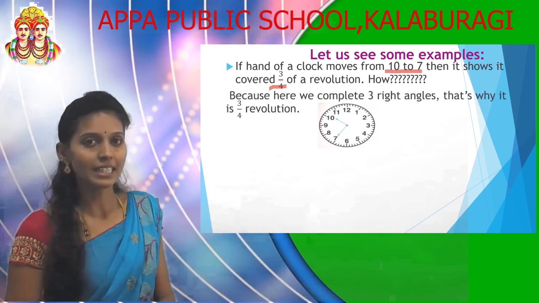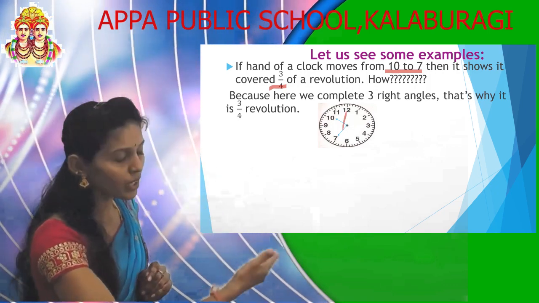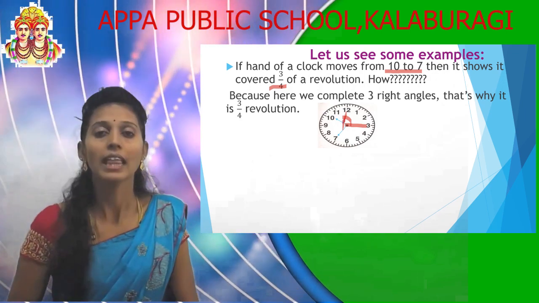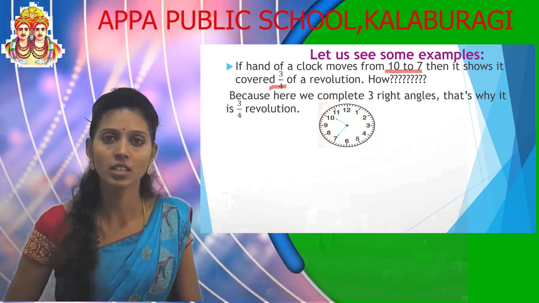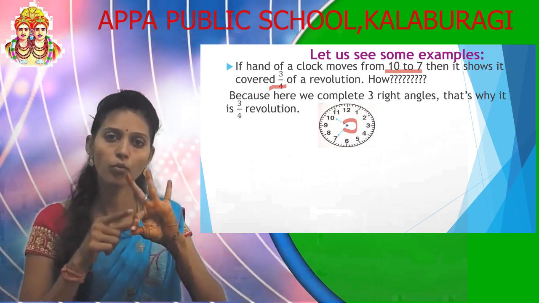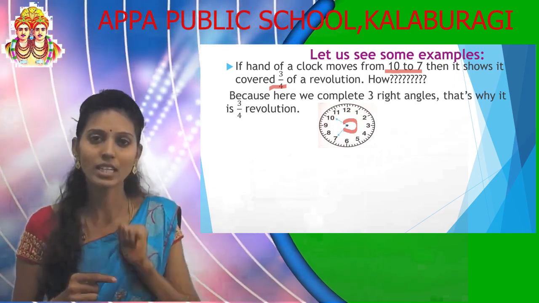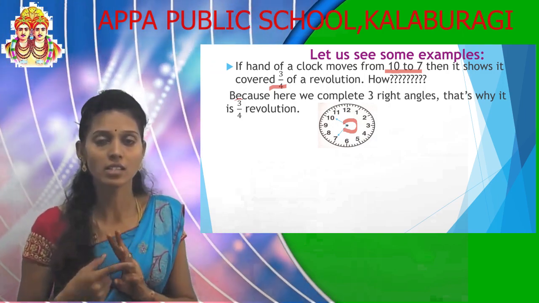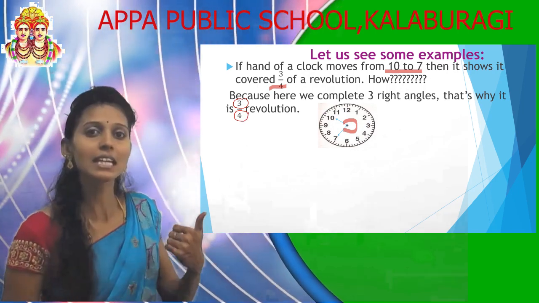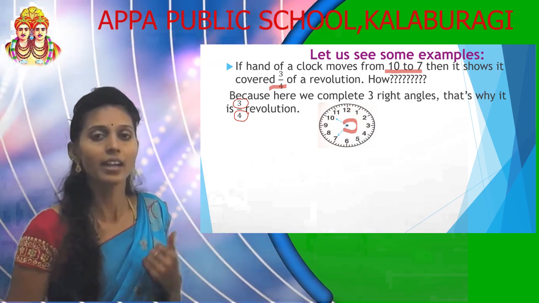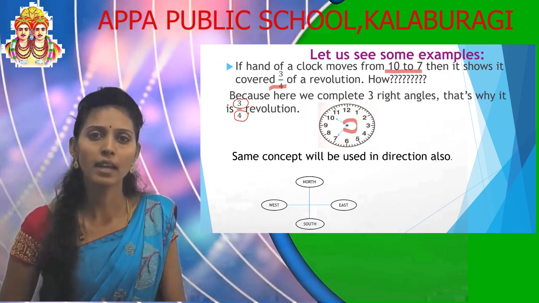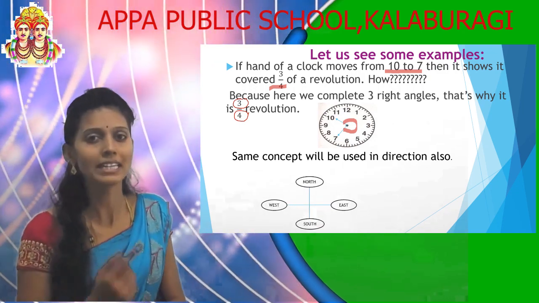So see here, directly if the hand of a clock moves from 12 to 3, it shows 1 right angle. That means 3 hours gives you 1 right angle. Then 10 to 7, how many hours? 10 to 11, 1 hour, 12, 1, 2, 3, 4, 5, 6, 7, total 9 hours, right? So 3 hours, 1 right angle. Then 9 hours gives you 3 right angles. Out of 4 right angles, 3 right angles it covers, right? That's why it shows 3/4 of a revolution. Got it? The same concept will apply for direction also. Come on, let us see that too.